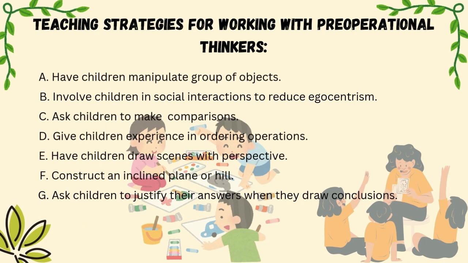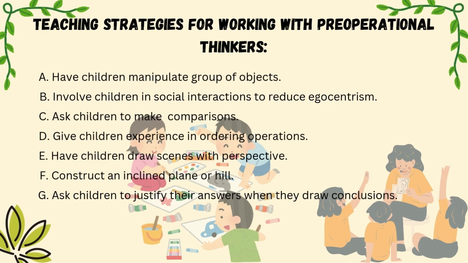So let's begin first with the pre-operational thinkers. This is for children aged 2 to 7 years old. During this stage, children begin to think symbolically and learn to use words and pictures to represent objects, tend to be egocentric and struggle to see things from the perspective of others. And here are the teaching strategies for working with pre-operational thinkers.